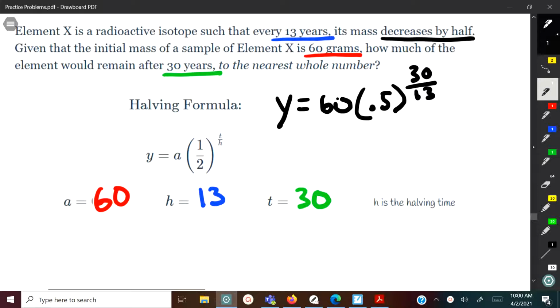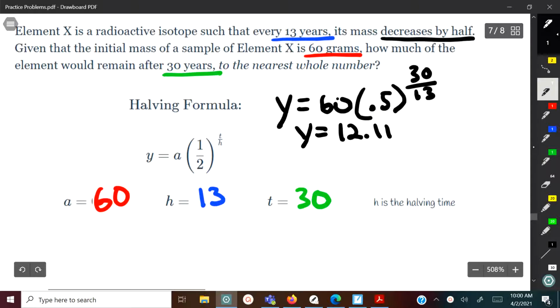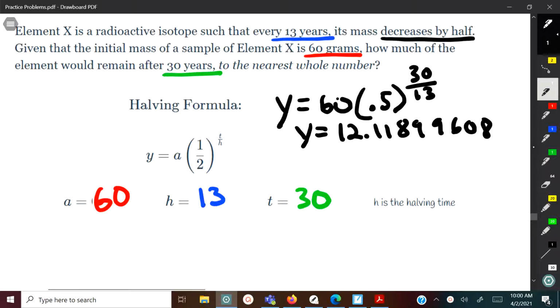And then you type it in the calculator and you get y is equal to 12.118999608. And we want to round to the nearest whole number. So we got 2 here, the whole number. The number to the right is 1, is 4 or less, so we let it rest. So y is close to 12. This is the halving formula here. Half-life.